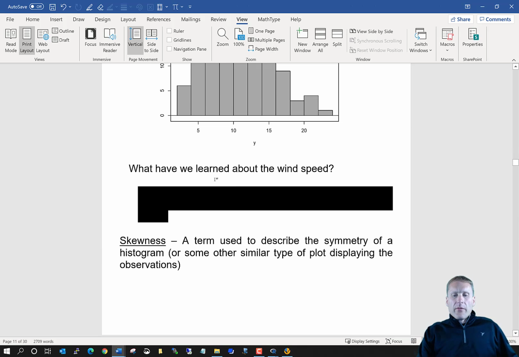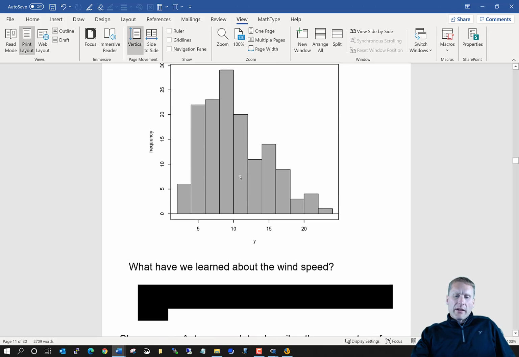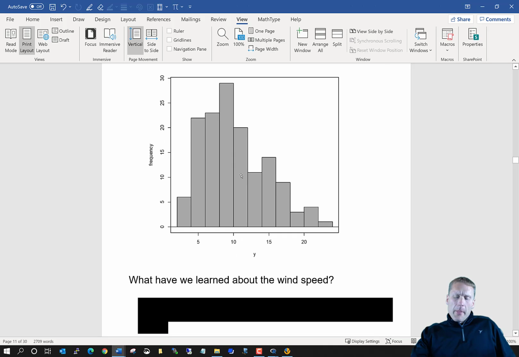So what have we learned about wind speed now? We've looked at some numerical summaries. We've now looked at some plots. What have we learned about it? Well, we've learned, for example, at least with respect to the frequency distribution here, that we seem to have kind of a slow runoff in terms of these wind speeds relative to how we quickly go up to the most observed values for the wind speeds.